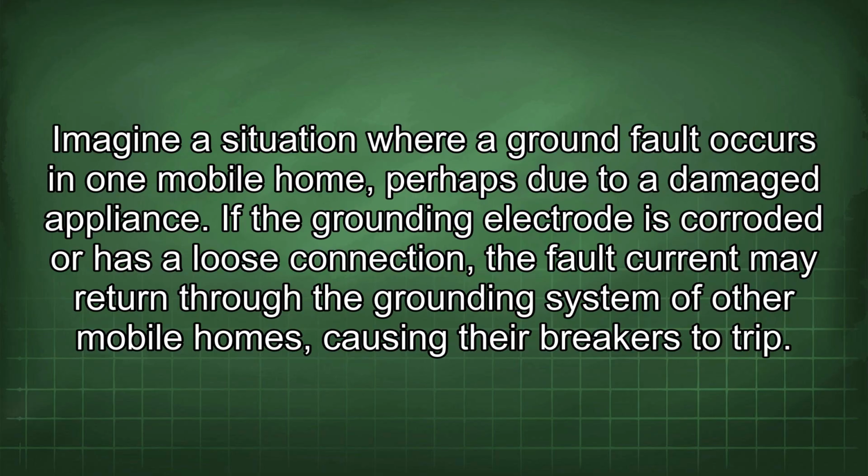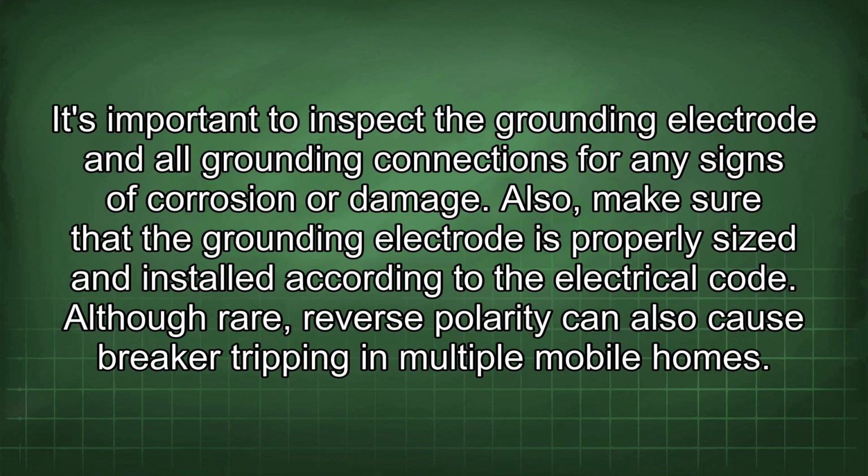Imagine a situation where a ground fault occurs in one mobile home, perhaps due to a damaged appliance. If the grounding electrode is corroded or has a loose connection, the fault current may return through the grounding system of other mobile homes, causing their breakers to trip. It's important to inspect the grounding electrode and all grounding connections for any signs of corrosion or damage. Also, make sure that the grounding electrode is properly sized and installed according to the electrical code.